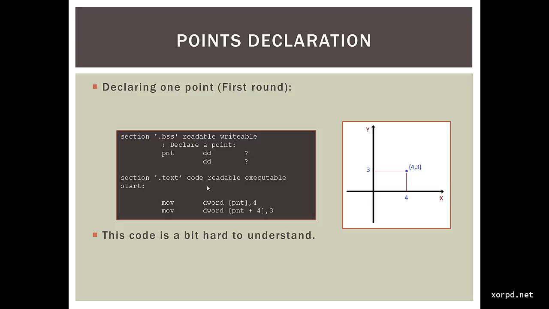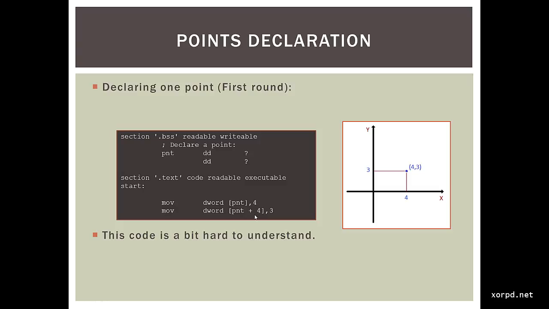However, there is a problem here. This code is a bit hard to understand. Imagine, for example, that someone just reads this part. Maybe it is somewhere in the middle of the code, buried somewhere. And your fellow programmer looks at this code. He has to guess that this part of memory is probably the x coordinate, and this one is probably the y coordinate. And it is not that easy to guess this idea.